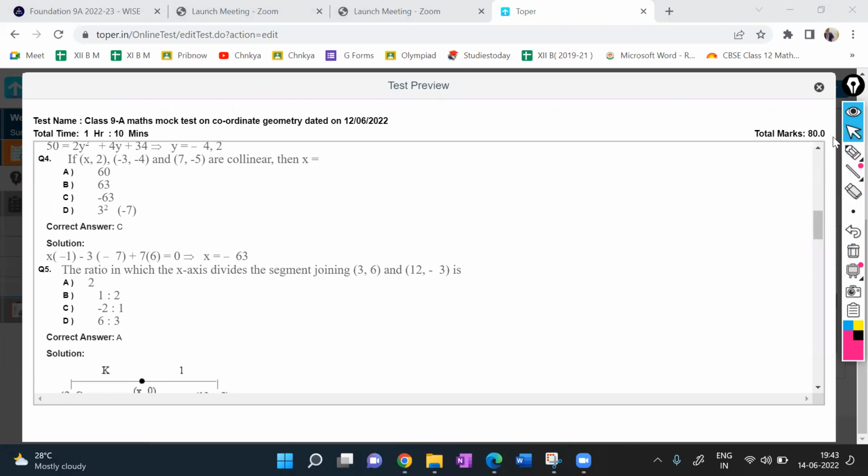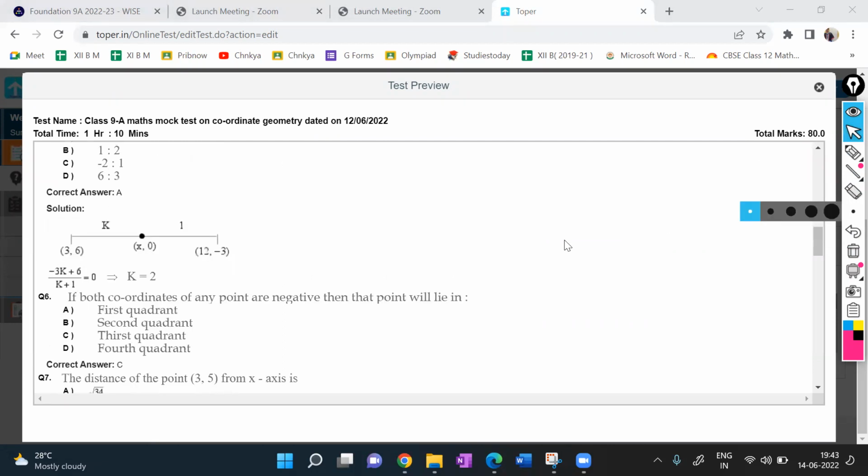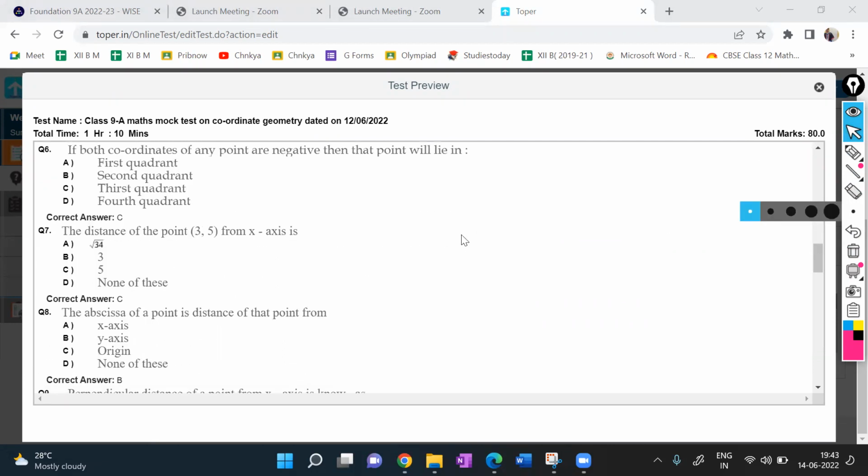See, listen to the class properly, everyone. So the sixth one is the third quadrant, and the seventh one is 5 units. Very simple. I just showed the diagram. Okay. Next.